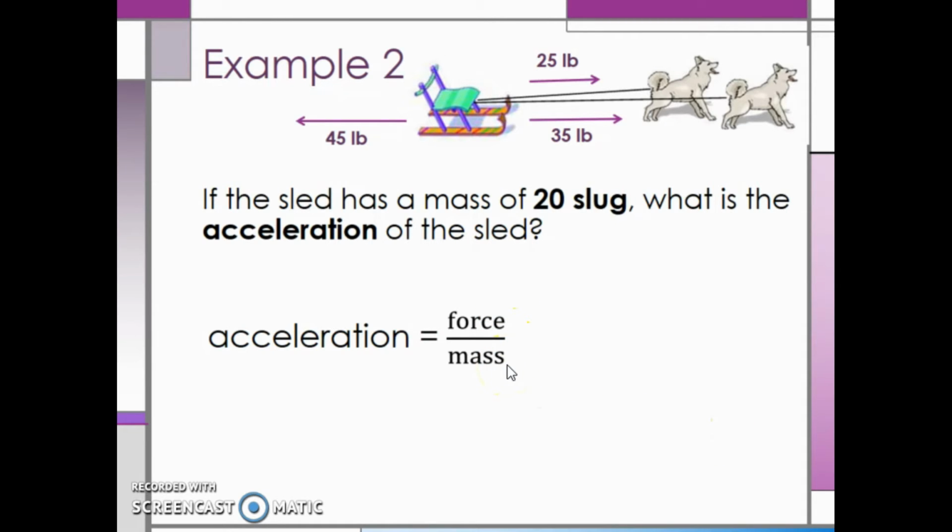We found a net force of 15 pounds in the last example, and here we are told that the mass is 20 slug. We can take 15 pounds and divide by 20 slug to get an acceleration of 0.75 feet per second squared.